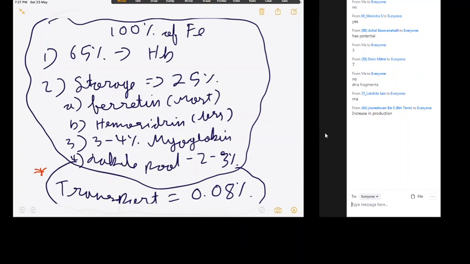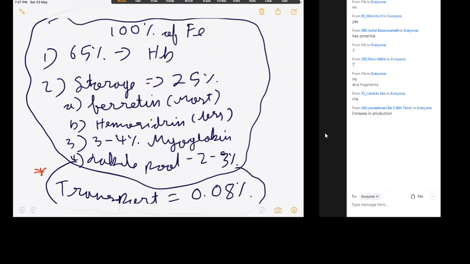If anyone can answer, where is iron stored? Where is iron most? Hemoglobin. Anyone can answer that? Hemoglobin. 65% is hemoglobin. Now in storage, how much percent is it? From the 65 you have 25% as stored form. In that, ferritin is the most.